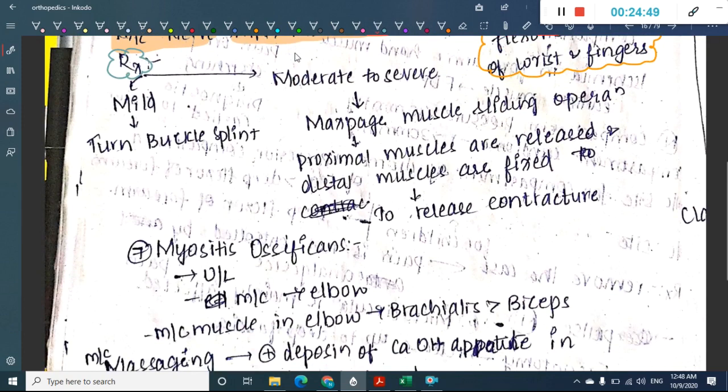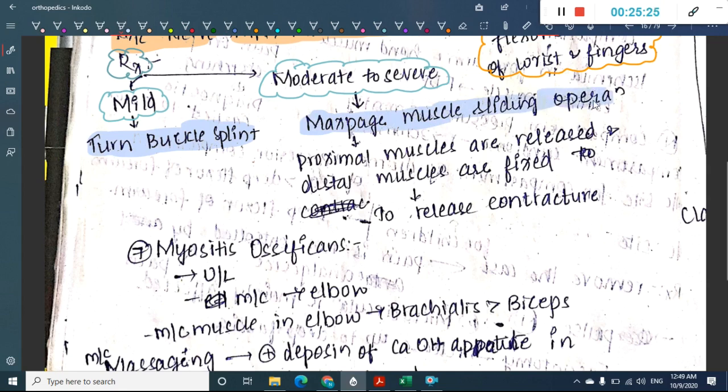The treatment of Volkmann's ischemic contracture depends on the severity. If the Volkmann's ischemic contracture is mild, then a turnbuckle splint can be done. But if the injury is moderate to severe, then you should do an operation called the Max Page muscle sliding operation to release the contracture.